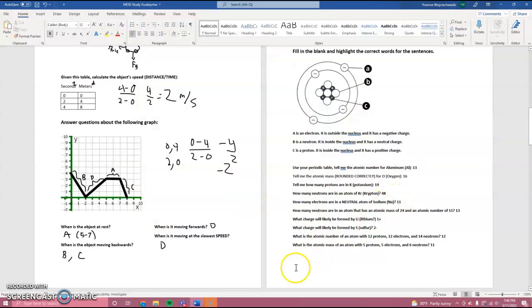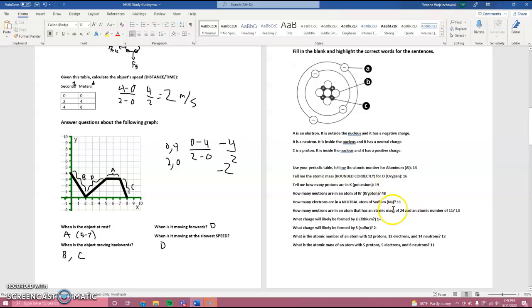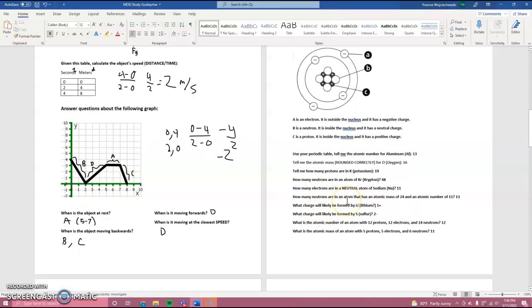How many electrons are in a neutral sodium atom? If we look at sodium, it has 11 protons normally. If it's neutral, it's got to have the same number of positive and negative charges. So if it has 11 positively charged protons, we need 11 negatively charged electrons to balance that out. So it's got 11. How many neutrons are in an atom that has an atomic mass of 24 and an atomic number of 11? So if we're trying to find neutrons, we take our atomic mass, we subtract our atomic number. 24 minus 11 is 13.